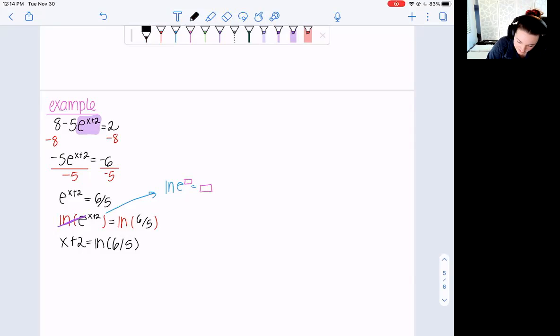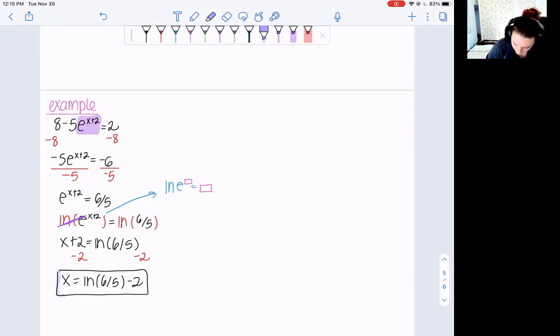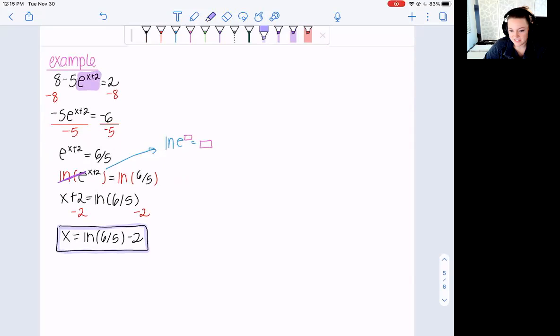Subtracting 2 on both sides, you'll get that x is equal to ln of 6/5 minus 2. Just fun, excellent answer.